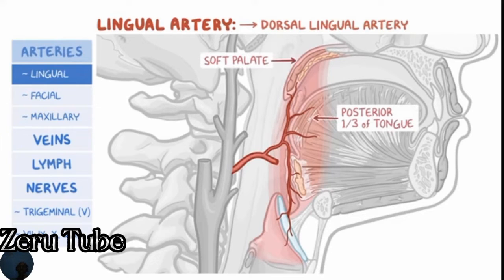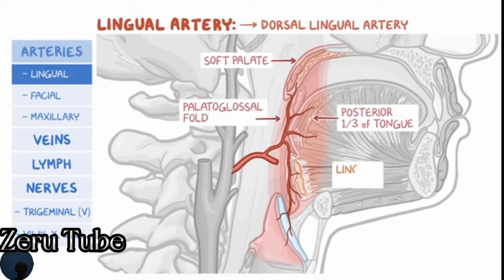So the dorsal lingual artery supplies two structures, the soft palate and the posterior one third of the tongue. There are also other structures, the palatoglossal fold and the lingual tonsil. Generally, the dorsal lingual artery supplies four structures: the soft palate, the posterior one third of the tongue, the lingual tonsil, and the palatoglossal fold. The palatoglossal fold is formed by the palatoglossal muscle.